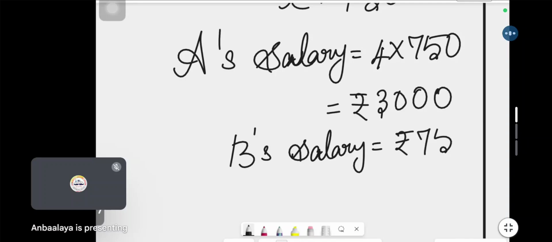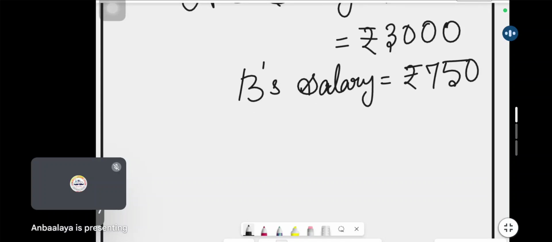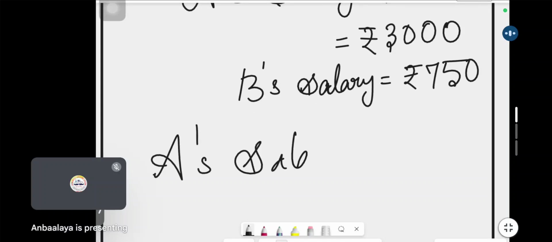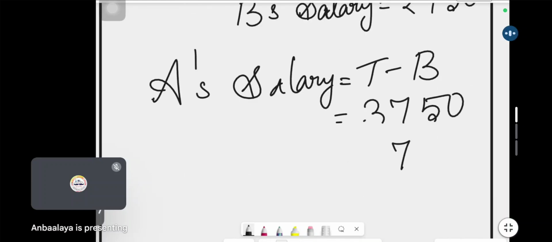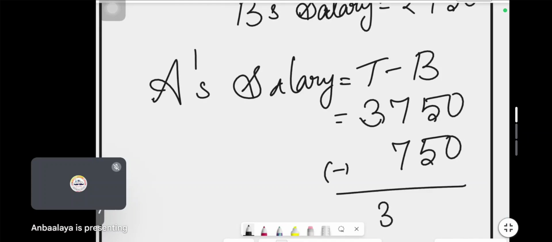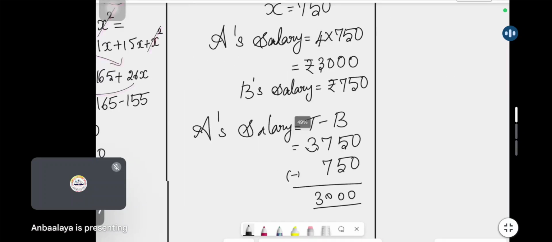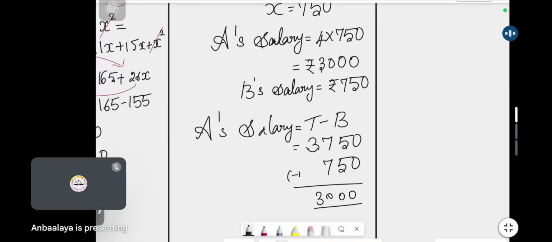In another way also you can find A's salary. Instead of substituting, the other way is total minus B's salary. Total is 3,750, B's salary is 750. Subtracting these two, you get 3,000. Both ways are correct.